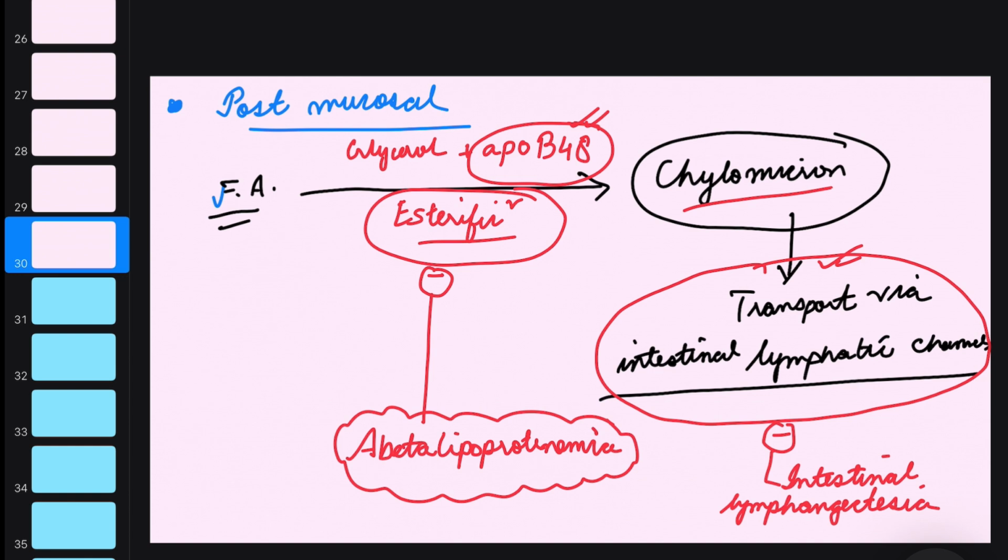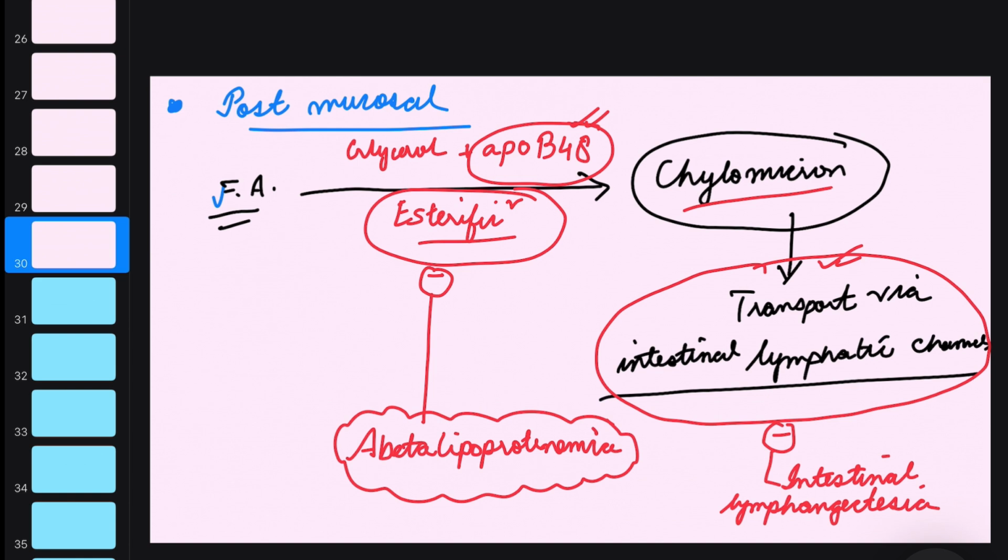Associated with this, we have two very, very important disorders. One is the defect in esterification, that is the defect in chylomicron formation, which is called Abetalipoproteinemia. And the second is when transport via the intestinal lymphatic channels is obstructed or there is a problem with it. This is called intestinal lymphangiectasia. So in this module, we'll be discussing these two topics.